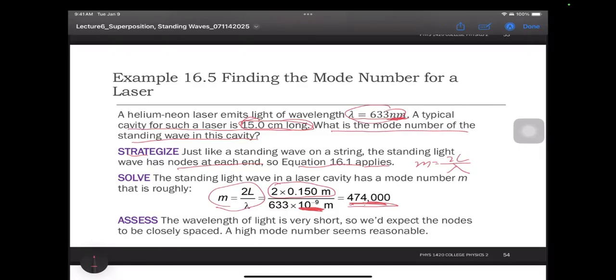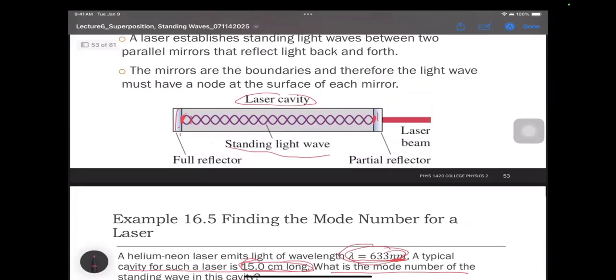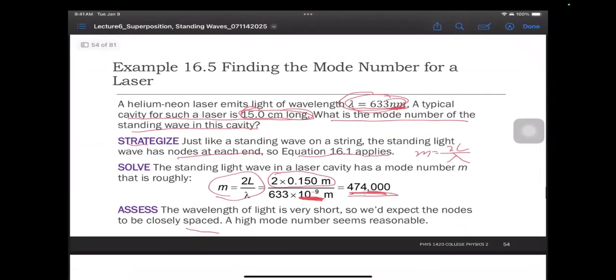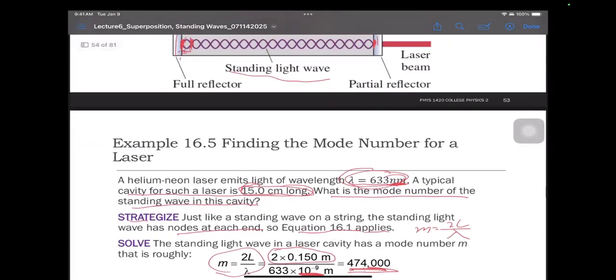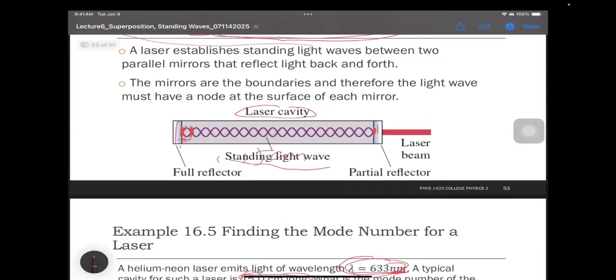Let's assess this question. The wavelength of light is very short, so we'd expect the nodes to be closely spaced, because the node spacing is half a wavelength, so it should be very close. So a high mode number seems reasonable. You can see this is 50 centimeters, but the node spacing is very short, which means m should be huge. Does that make sense to you?